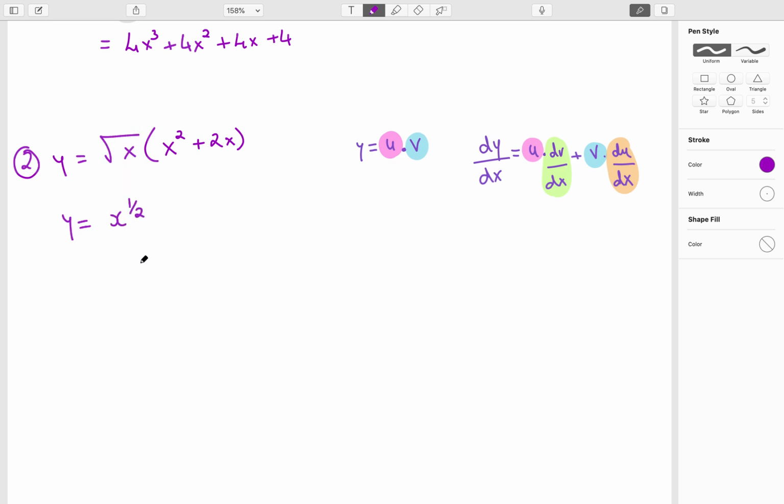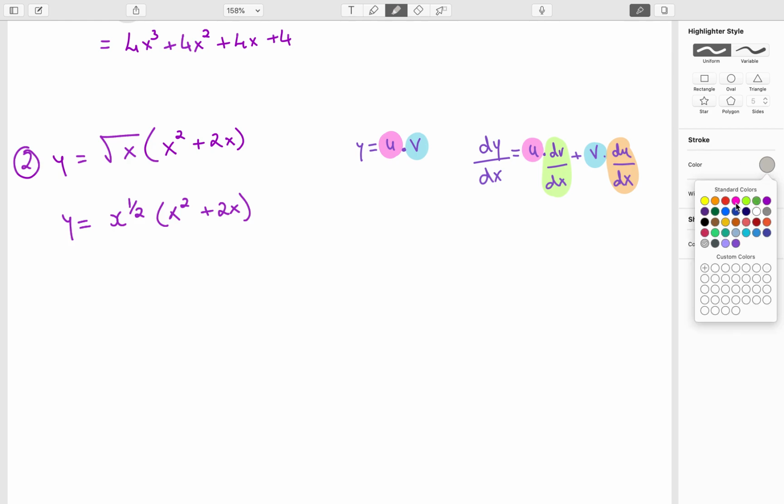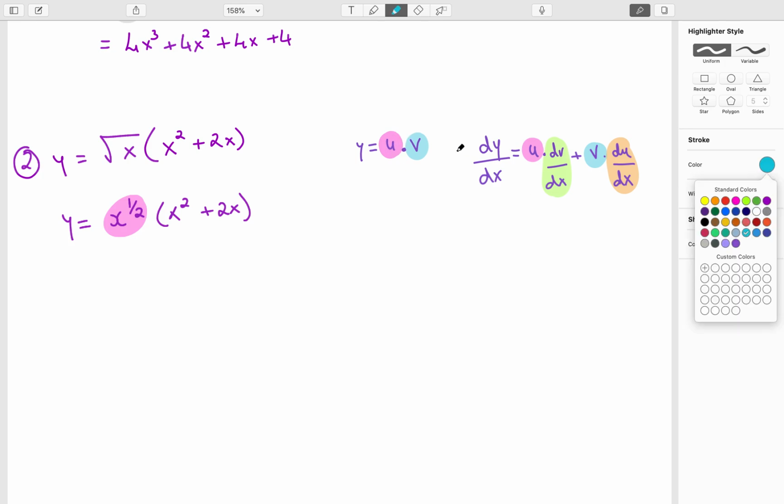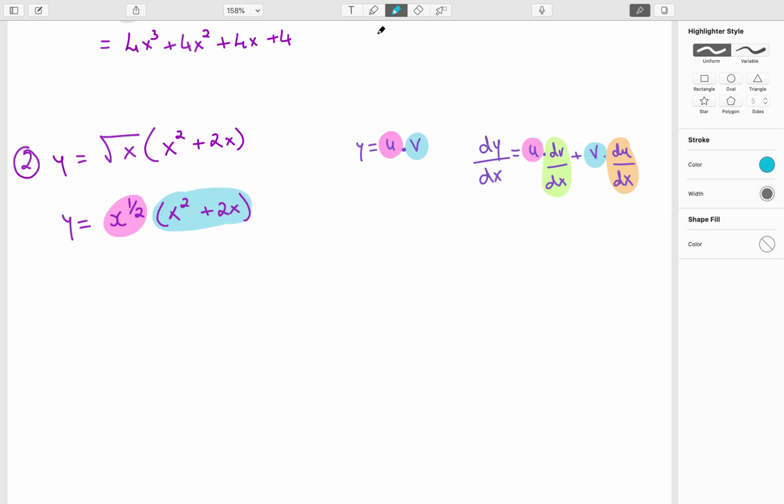So using my indice rules, I can write root x as x to the power of a half. And now it's much easier when we go to differentiate. So again, what we would do is identify our u and our v. So I'm going to do that. My u is x to the power of a half. And my v, which is the second thing I'm multiplying by, is x squared plus 2x.